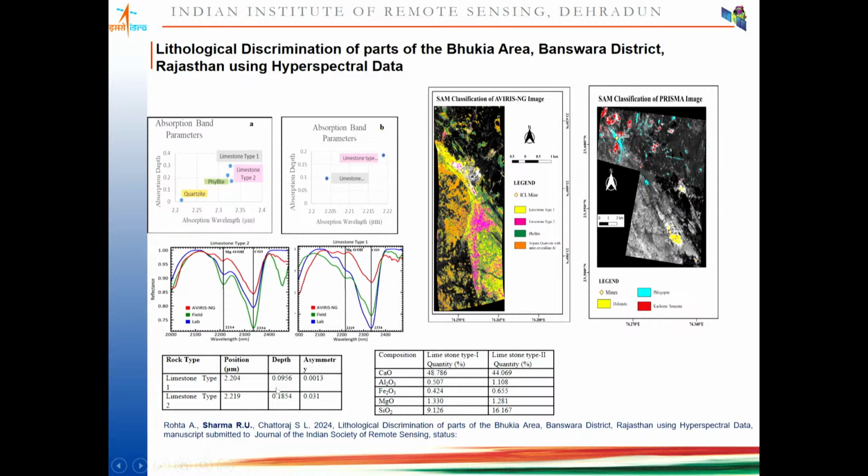What I want to say is that the compositional variation corresponds with the absorption dip present in that area. The more the Al2O3 percentage, the more the impurity. So in this way we can say that limestone type 1 is pure, calcium is more and Al is less, whereas in limestone type 2, the Al2O3 percentage is more, so the lime percentage is also less and it is comparatively impure.